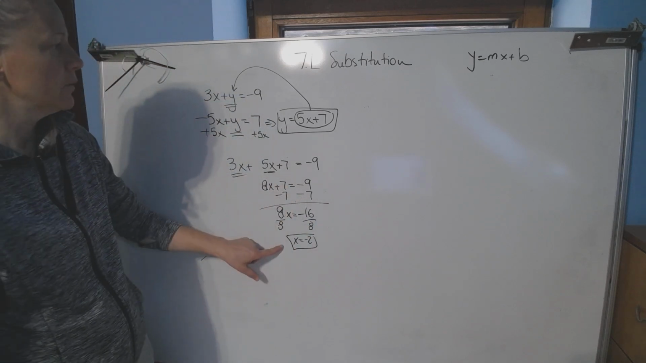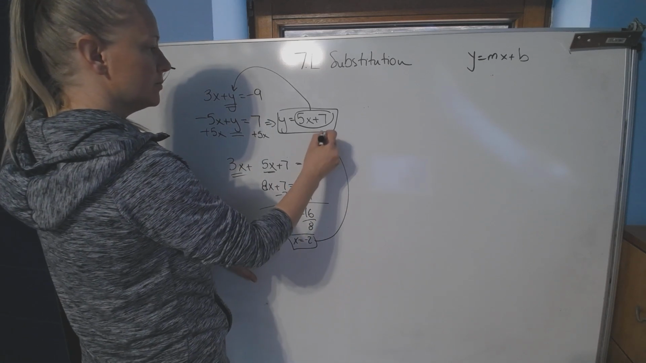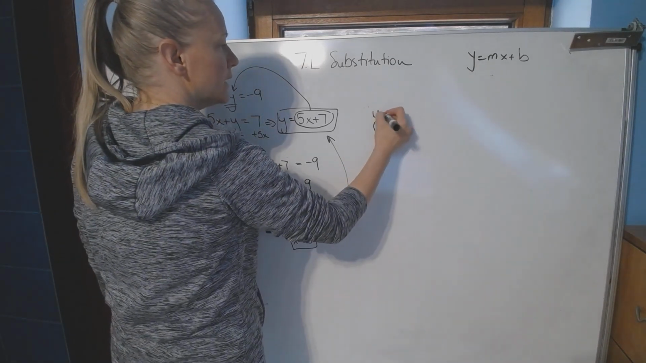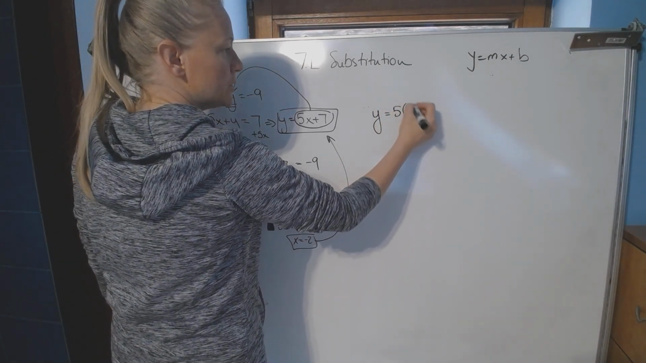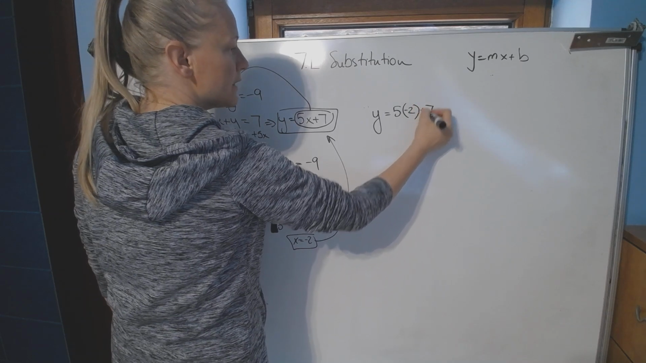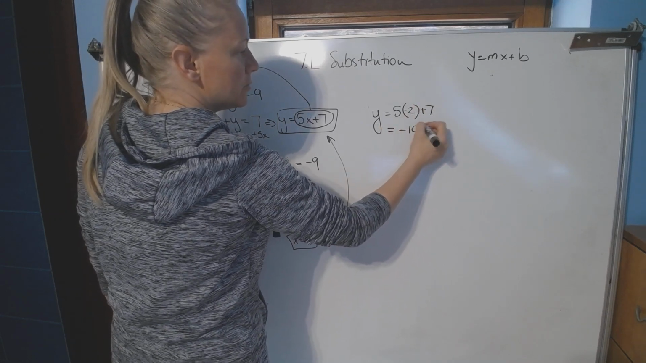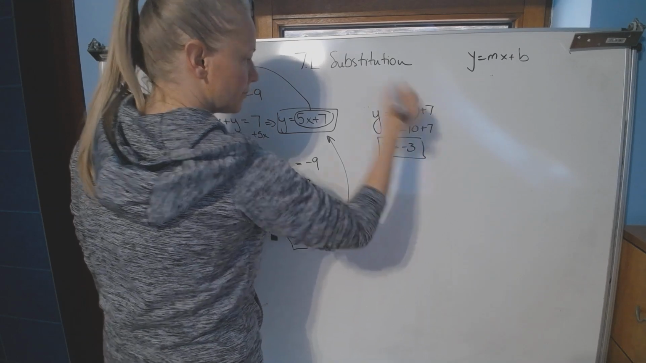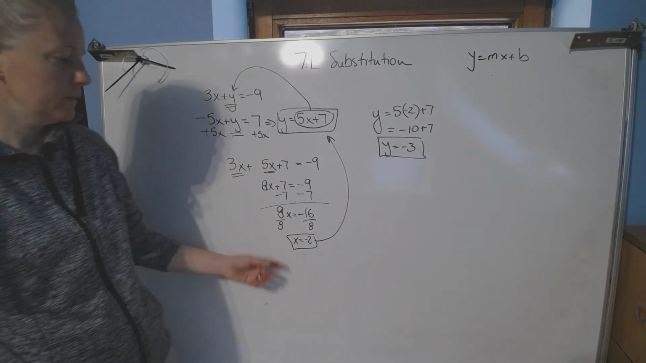X equals -2. I can now take this and put it into my initial equation just to get y out. Y equals 5 times x, which is -2, plus 7, -10 plus 7. Y equals -3. X equals -2, y equals -3.